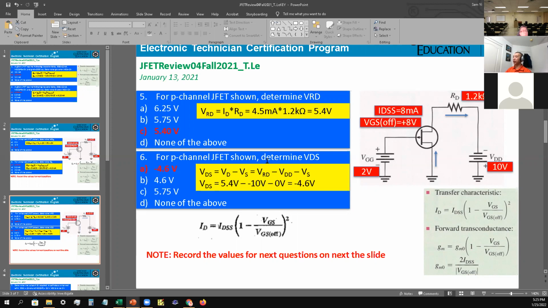For number 6, for the P-channel JFET shown, determine VDS. So VDS equals VD minus VS. VD is the same thing as VRD minus VDD, since this one is a negative voltage. We know that VS was 0 volts. VD we calculated in number 5, the same 5.4 volts. Sorry about that, it looks like it's going to be VDD. VDD is minus 10 volts. So that comes to negative 4.6 volts. So the answer is A for number 6.